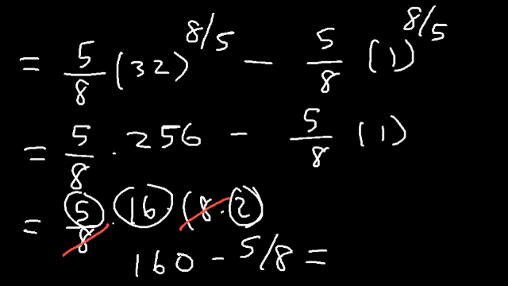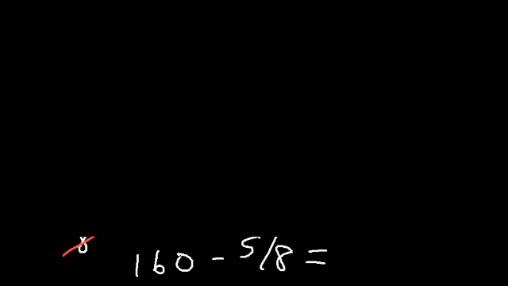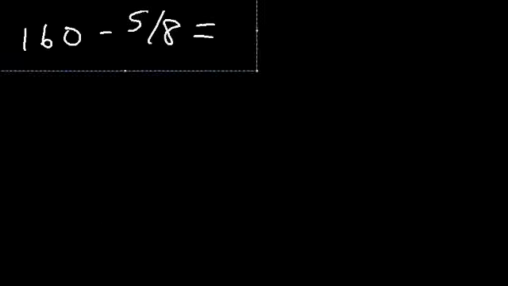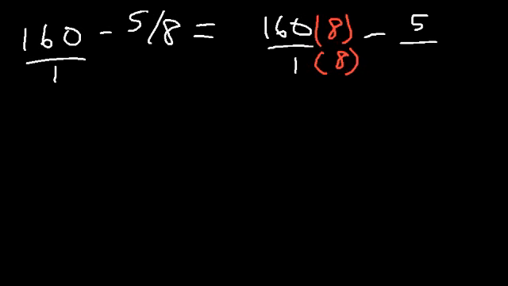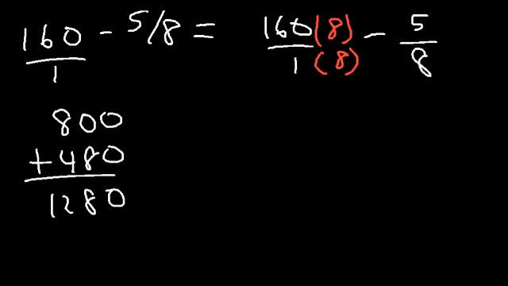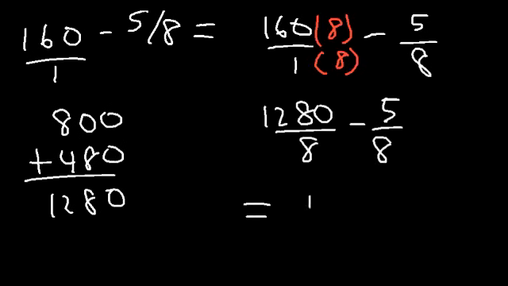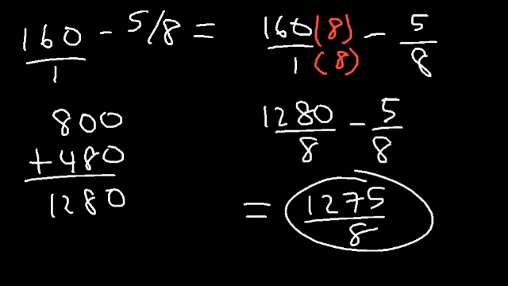Now let's combine those two into a single fraction. So what is 160 minus 5 over 8? Let's multiply 160 by 8 over 8. 100 times 8 is 800. 60 times 8 is 480. So if we add these two, we should get 1280. So this is 1280 divided by 8 minus 5 over 8. So the final answer is 1275 divided by 8.